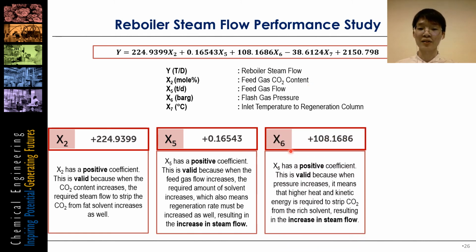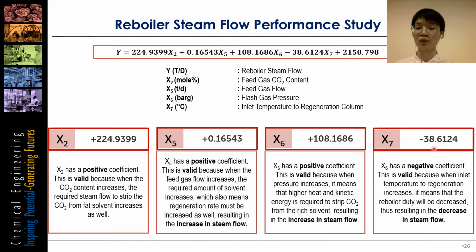And next, we have X6, the flash gas pressure. We know that our regeneration column is operating at a low pressure and also high temperature. If the pressure inside this column is higher, which means that X6 increases, we require higher steam flow to compensate for this high pressure in order to allow the CO2 to be stripped off from the solvent. And next is X7, which has a negative correlation, and it is valid because if the inlet temperature of the regeneration column increases, your reboiler duty will decrease, and thus the reboiler steam flow decreases.